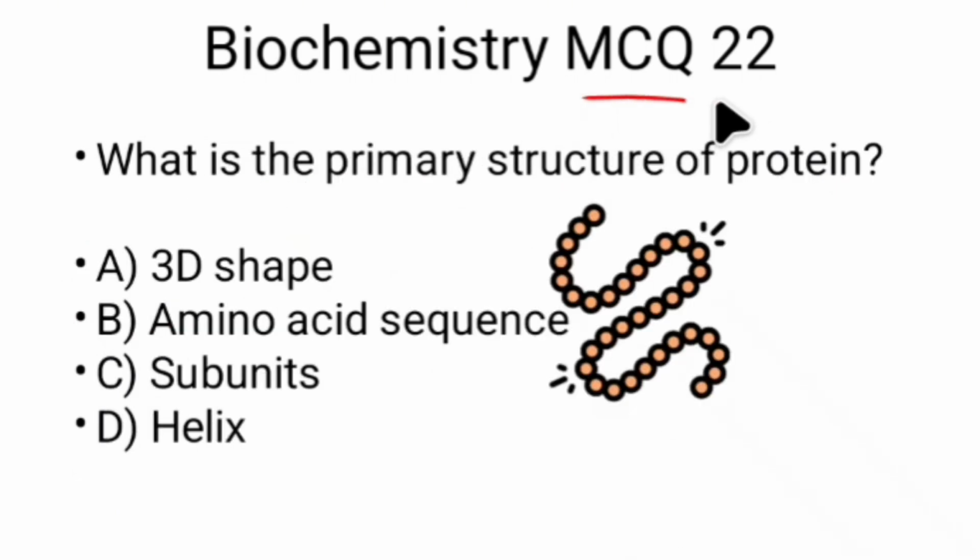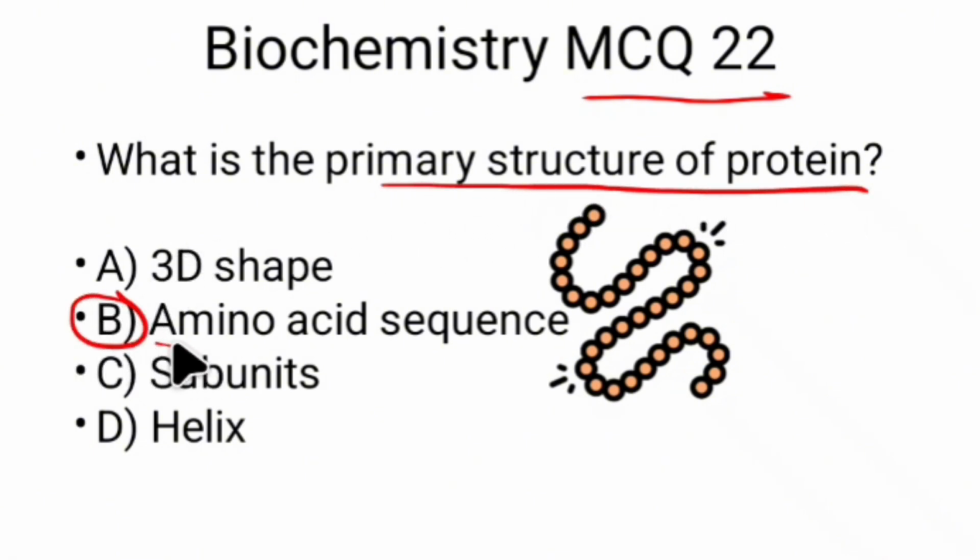Question number 22. What is the primary structure of protein? Correct option is B. Amino acid sequence is the primary structure of protein.